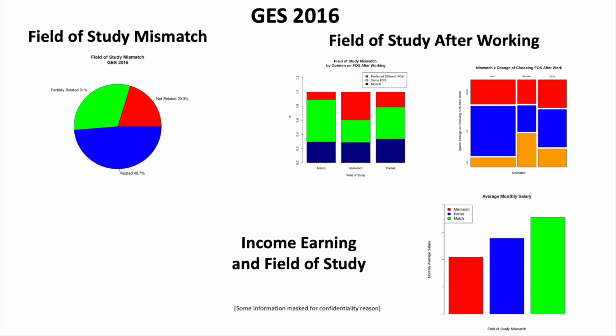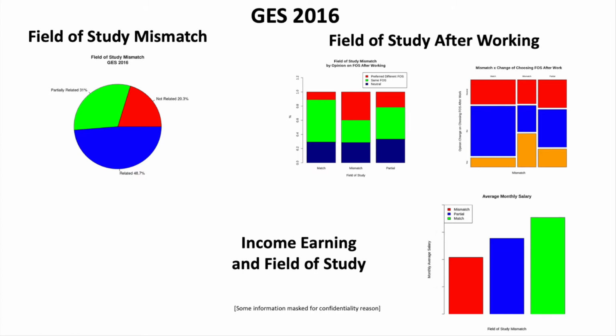So the output for this question is shown as a pie chart here, showing that most of them are related, about 48.7%. However, partially related is about 31%, and graduates that responded that it is not related is about 20.3%. And this is further broken down by the field of study match, against their opinion after working, thinking back, on whether they want to study the same field of study or not. The x-axis here shows match, mismatch, and partially match. And the total adds up to 100% for each of the 3 stacked bars.